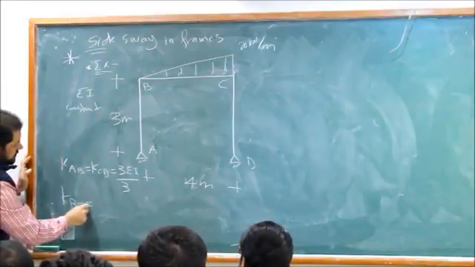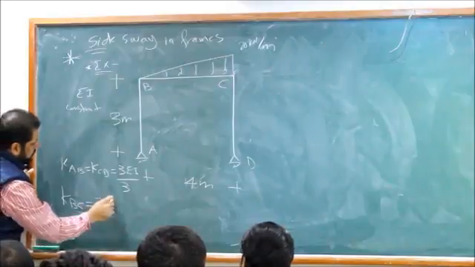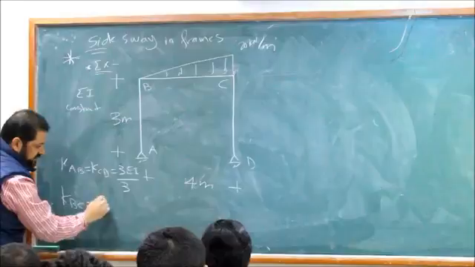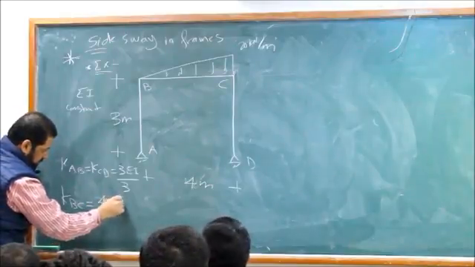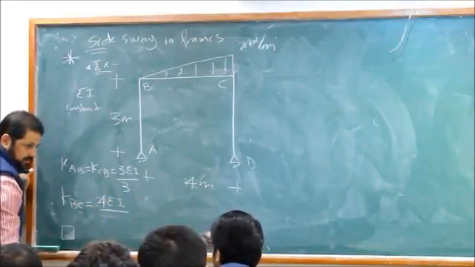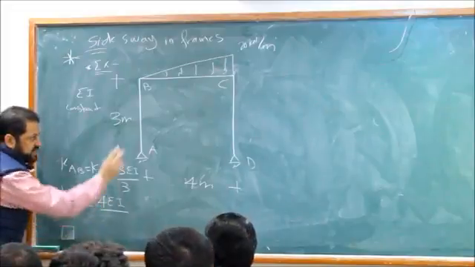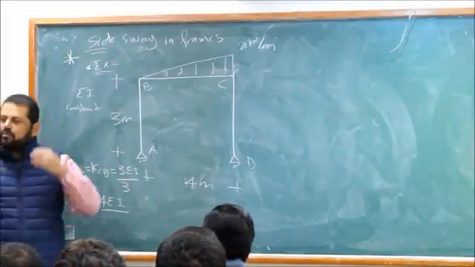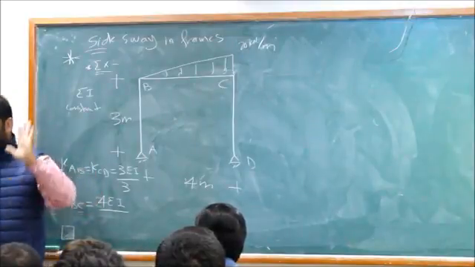KBC equals 4 EI, not 2 EI. It's not symmetric. When you have symmetric, you modify to 2 EI. You can modify it and solve half. If you modify, you have to solve half.